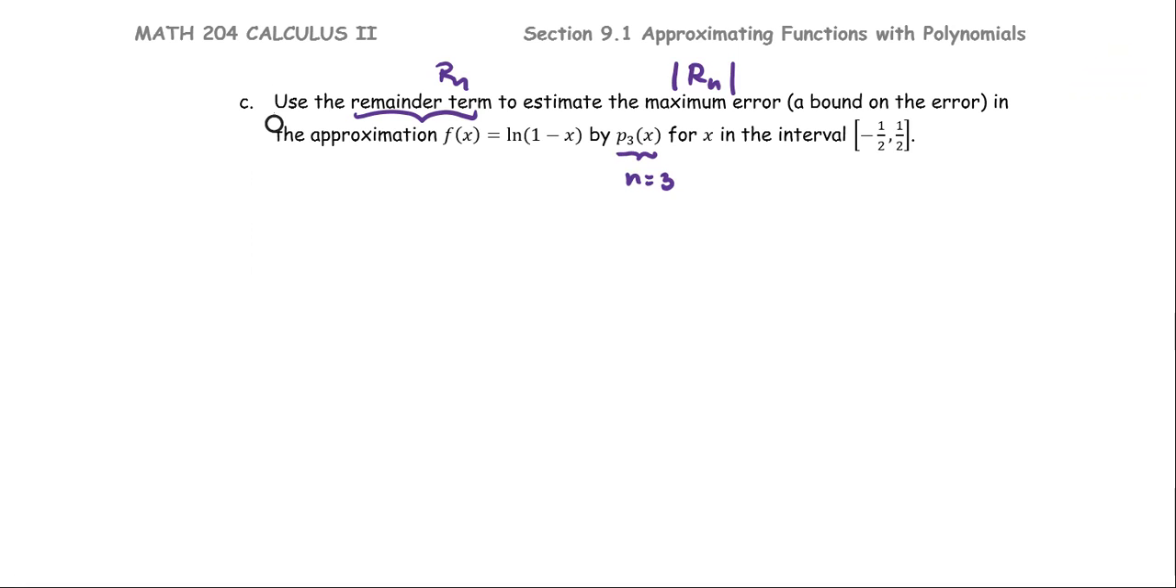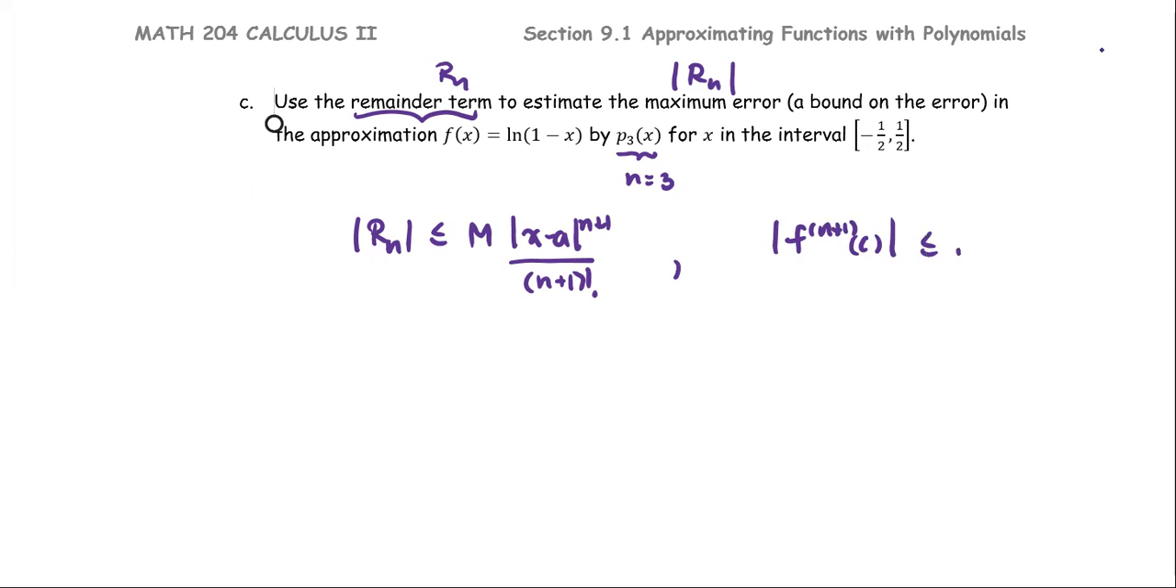By the estimate of the remainder theorem, the absolute value of the Rn is less than or equal to M multiplied by the absolute value of x minus a to the power n plus 1, divided by n plus 1 factorial, where M is the maximum of the absolute value of the n plus 1 derivative at the point C. C is between a and x. In this case, a is 0, and x is between -1/2 and 1/2.